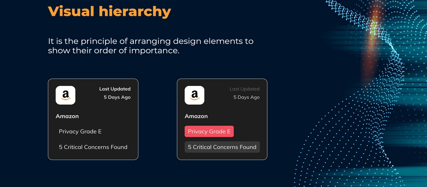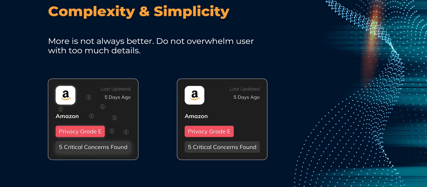So it makes it easy to notice certain or particular elements here. In my case, the first thing I notice when I look at this design is privacy grade E, because the color is different and it stands out. Then from there I see the logo, the Amazon logo, right? So it has been carefully positioned and placed to direct the user's attention. So that's basically what visual hierarchy does.